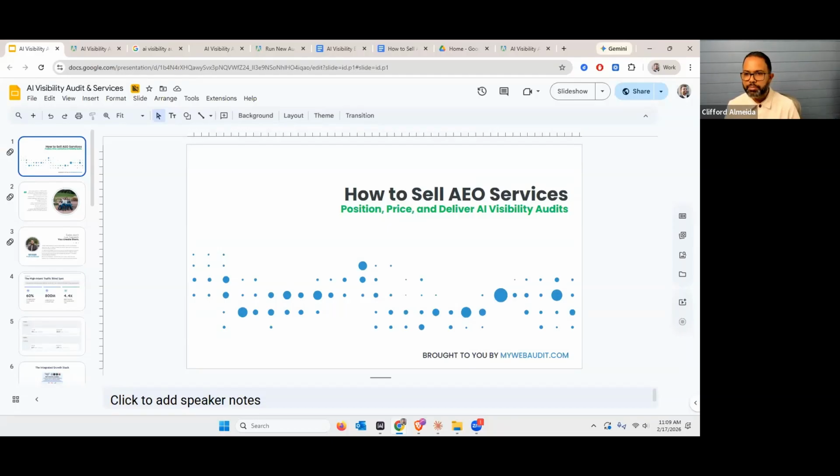The goal of this workshop is to teach you how to position this, potentially giving you some ranges of how to price it, and ultimately how to deliver the AI visibility audits and fulfill these services.